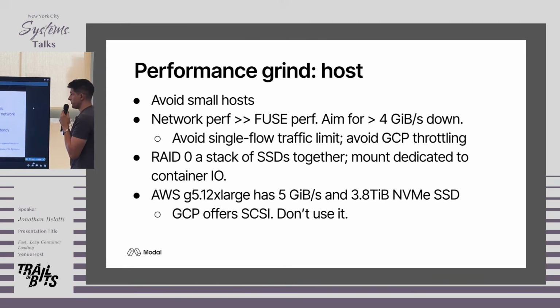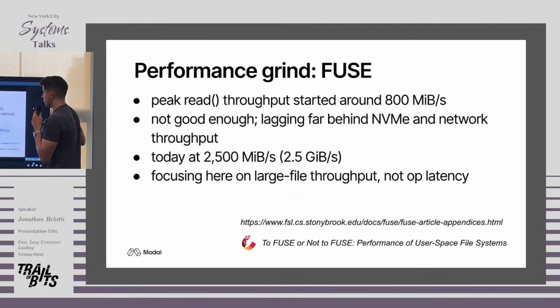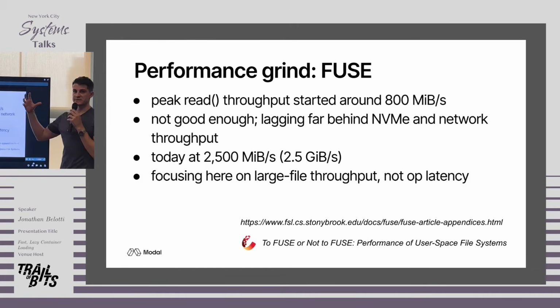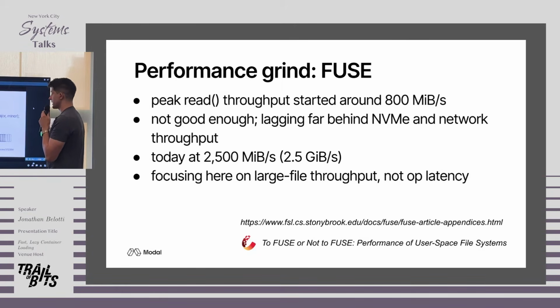This is where it gets harder and probably more interesting, which is all of the Fuse stuff. You've gotten a big host at this point. It has high peak network bandwidth and SSD I/O. You're going to get into the nitty gritty now. As I said before, we started at around 800 megabytes a second peak read. This is not good enough. We were lagging far behind the capability of the NVMe SSD and the network. I've already said what we're focusing on. So this is probably the biggest bang for your buck.